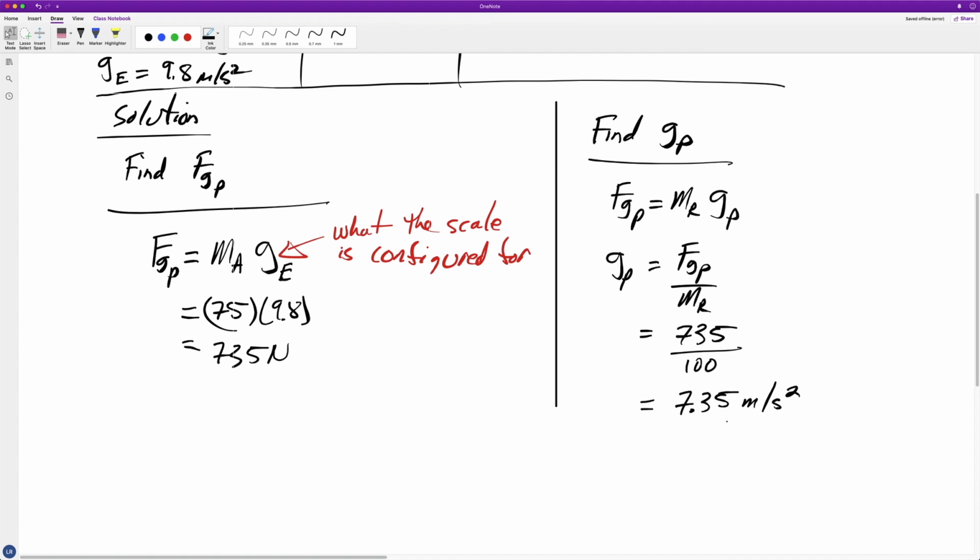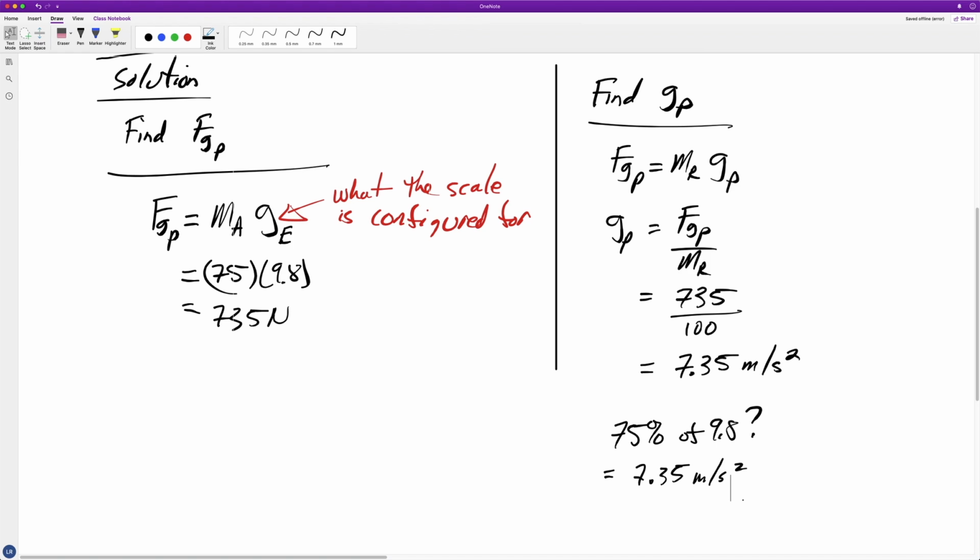And the shortcut way that you could actually see this is if you take 75% of her, because her mass reading was 75% of the actual mass. So what is 75% of 9.8? You guessed it, 7.35 meters per second squared. This is the mathematical proof to explain why we can simply take 75% of the 9.8.